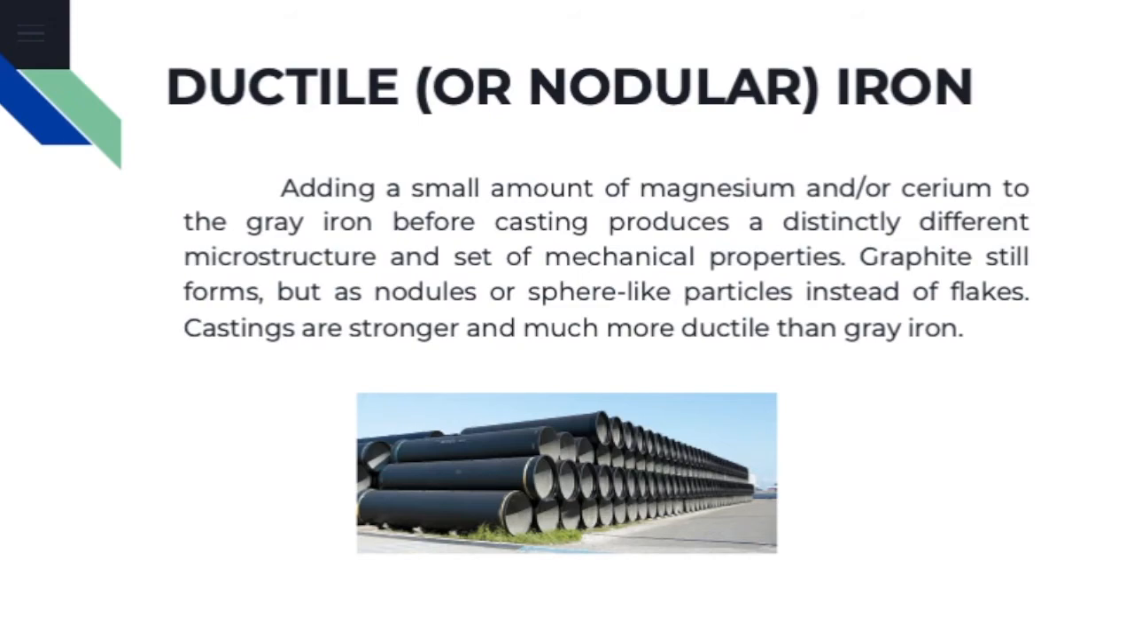Adding a small amount of magnesium and or cerium to the gray iron before casting produces a distinctly different microstructure and set of mechanical properties. Ductile iron also provides better resistance to corrosion. Ductile iron applications have greater strength and ductility than gray iron. Kaya naman, effective gamitin ang mga ductile iron sa mga industrial applications.